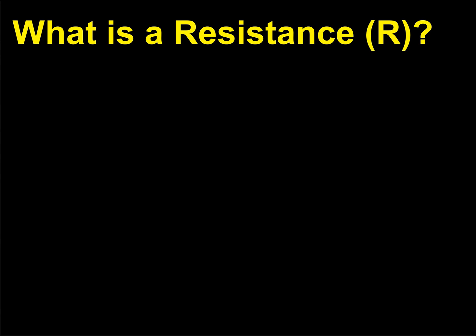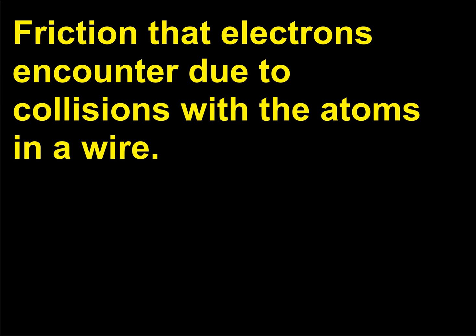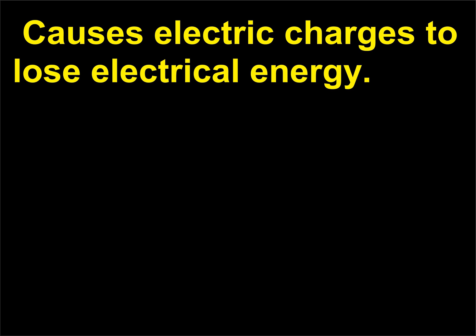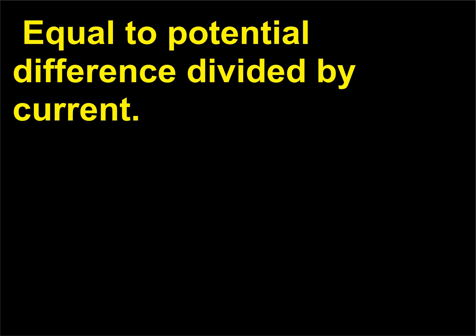What is resistance, R? Friction that electrons encounter due to collisions with the atoms in a wire causes electric charges to lose electrical energy, equal to potential difference divided by current.